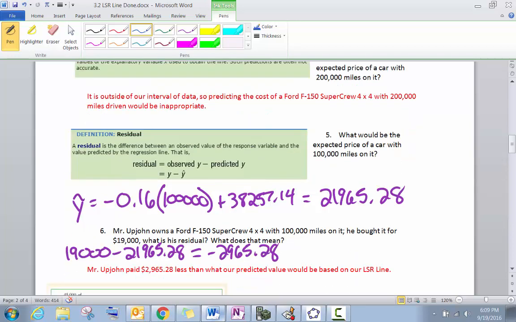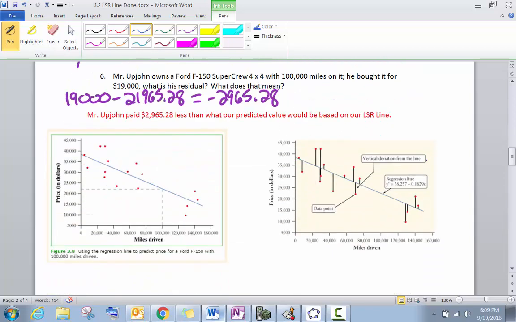Now, if I own one of these trucks with 100,000 miles on it and I bought it for $19,000, what is my residual? Well, residual is observed minus the predicted. It tells us the difference. The observed, our actual data, was 19,000 minus what our predicted was, so negative 2,965.28. So what does that mean? It means that I paid $2,965.28 less than what our predicted value would be based on our least squares regression line. So I got a deal, or I robbed someone.